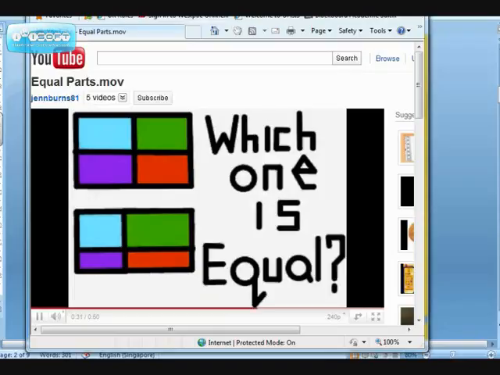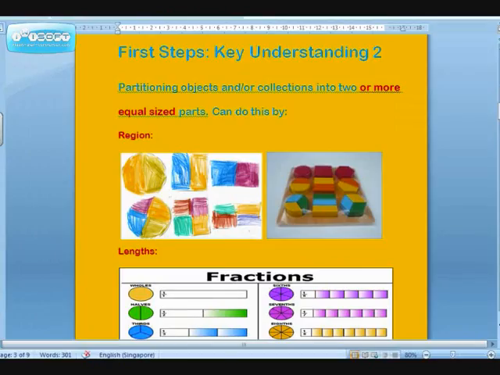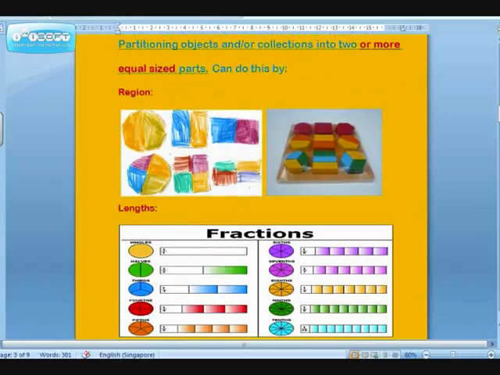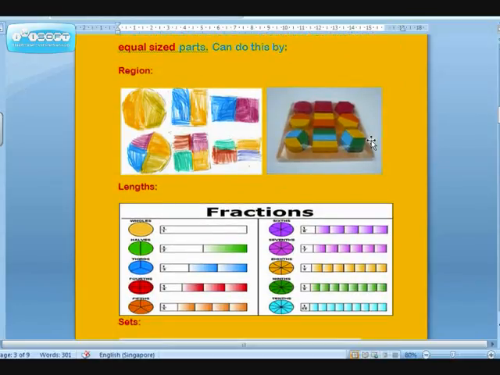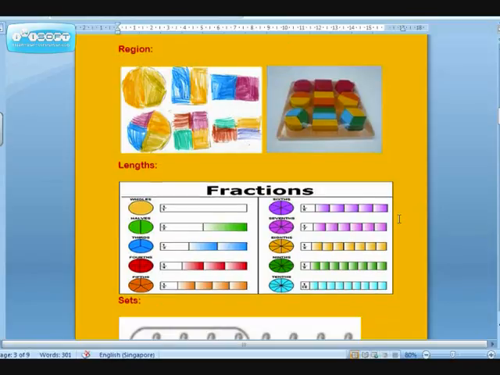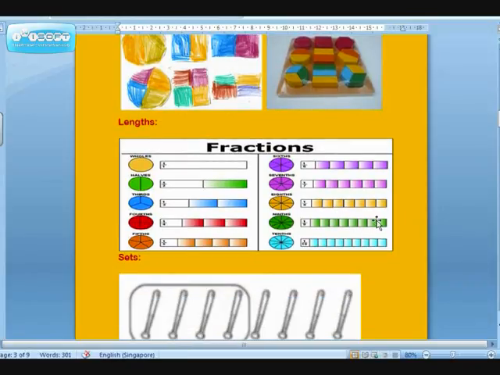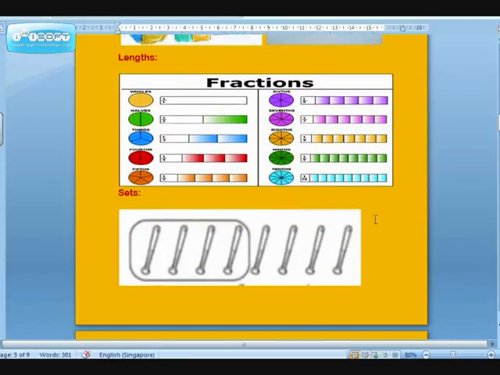ones don't. For key understanding area 2, it asks that we partition objects and/or collections into 2 or more equal-sized parts, and this shows again the equality of portioning equal-sized parts. So you can do this through regions, through blocks, you can do this through lengths where you might use pieces of paper and fold them, and through sets as well.